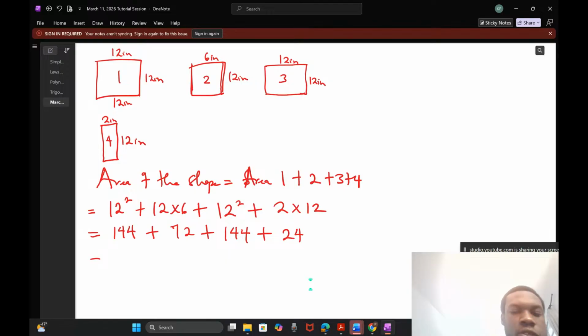Okay, so let's add it up. 144 plus 144 will give us 288. 72 plus 24 will definitely give us 96. So if we do 288 plus 100, that will be 388, minus 4. So that will be 384. So it's 384 inches squared. So that's the answer.